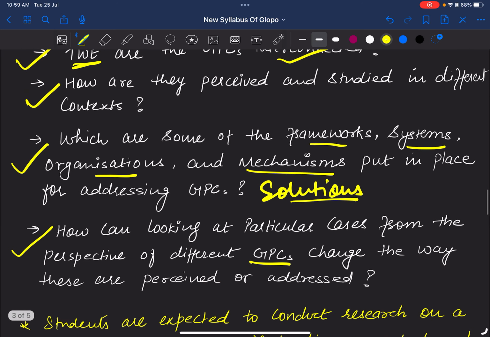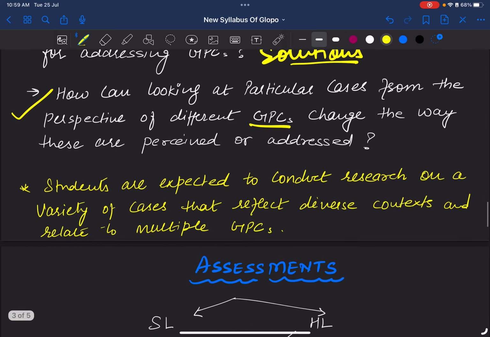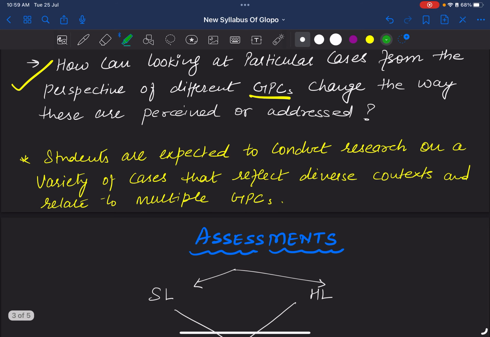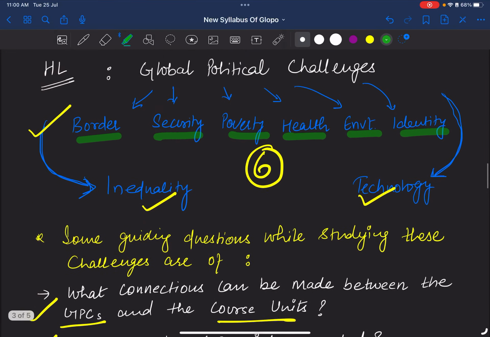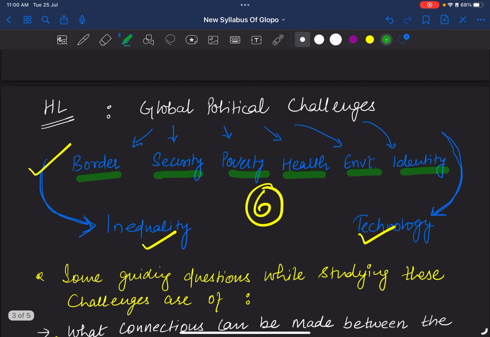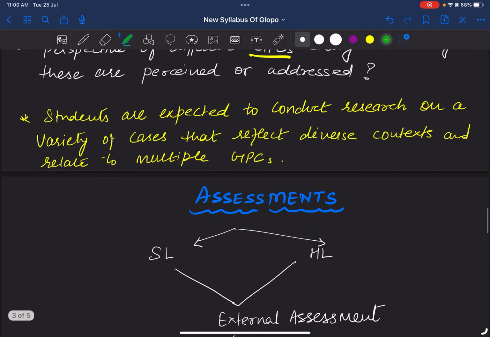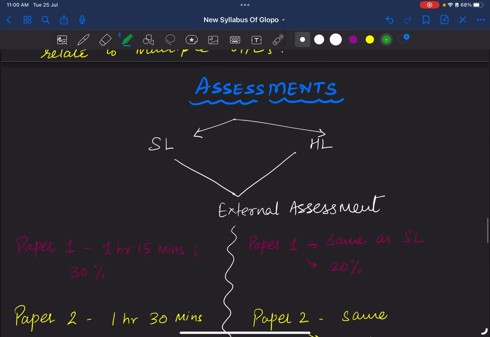Now see, if you remember, we have been covering all these things while delivering our global political challenge in the form of global political presentation, oral presentation, what we call. Now here they are asking specifically these questions, and how the paper would be tackled, I'll take it a little later. So this is about your HL, right? Instead of having an HL presentation, there is going to be HL paper 3. Now let's move further into assessments.